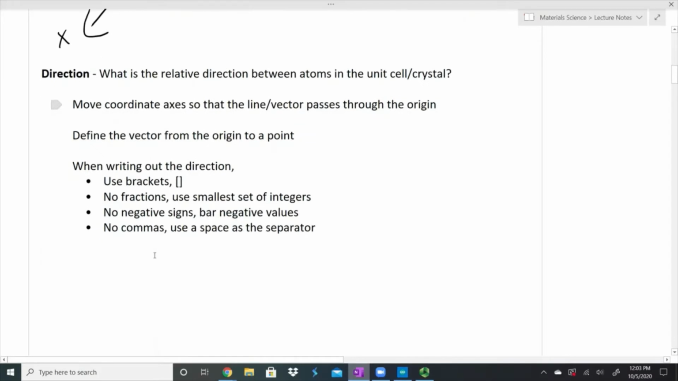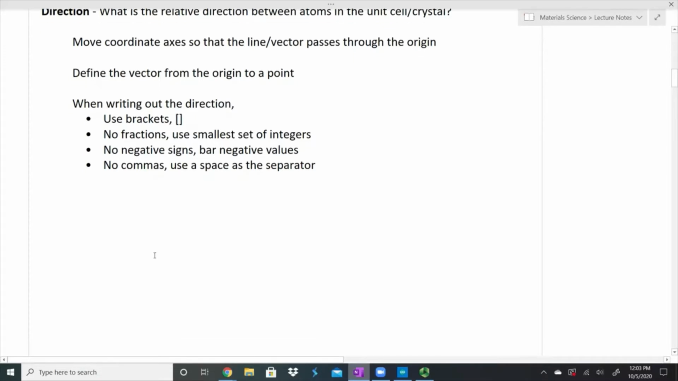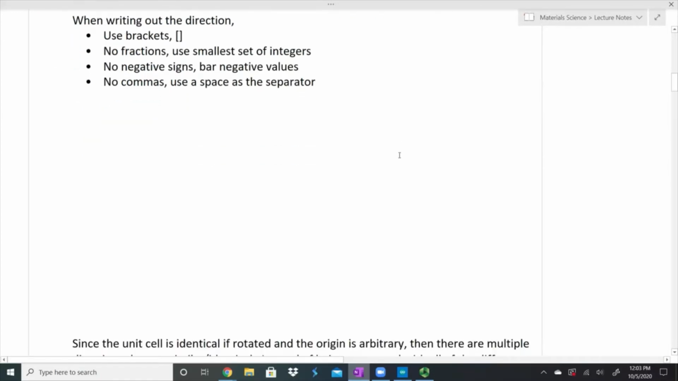The next thing would be direction. And what we mean by direction is what is the relative direction between atoms in the unit cell or within a crystal. What we want to do is we want to move the coordinate axes so that the line or vector passes through the origin. It makes it very easy to be able to describe things if we are using the origin. And we want to define the vector from the origin to a specific point.